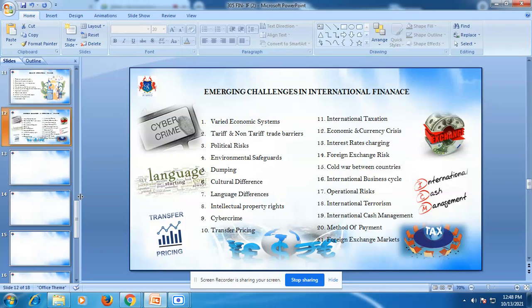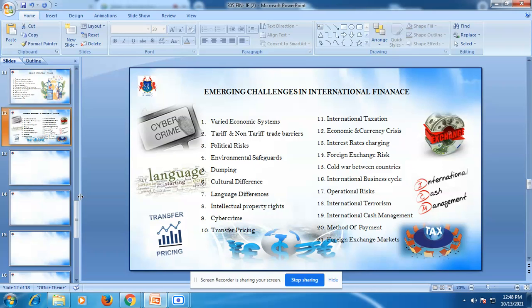Dumping refers to selling a product at a high price in the home country and at a relatively low price in the host country by an international company. This practice ruins industries and employment opportunities in the host countries, especially micro and small scale industries. For example, Chinese goods sold during Diwali, Holi and other festivals are sold at very low prices in India.